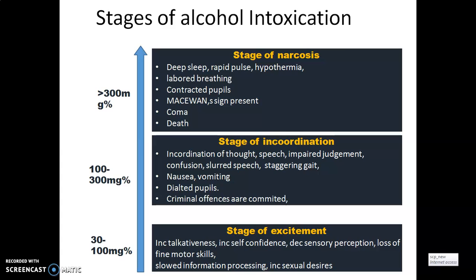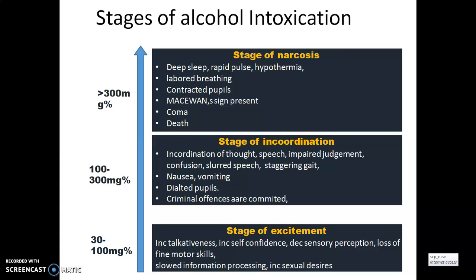Coming to the range of 100 to 300 milligram percentage, the stage of incoordination can be seen: incoordination of thought and speech, impaired judgment, confusion, slurred speech, and staggering gait can be observed. Nausea, vomiting and dilated pupils occur, and even criminal offences are committed in this range.